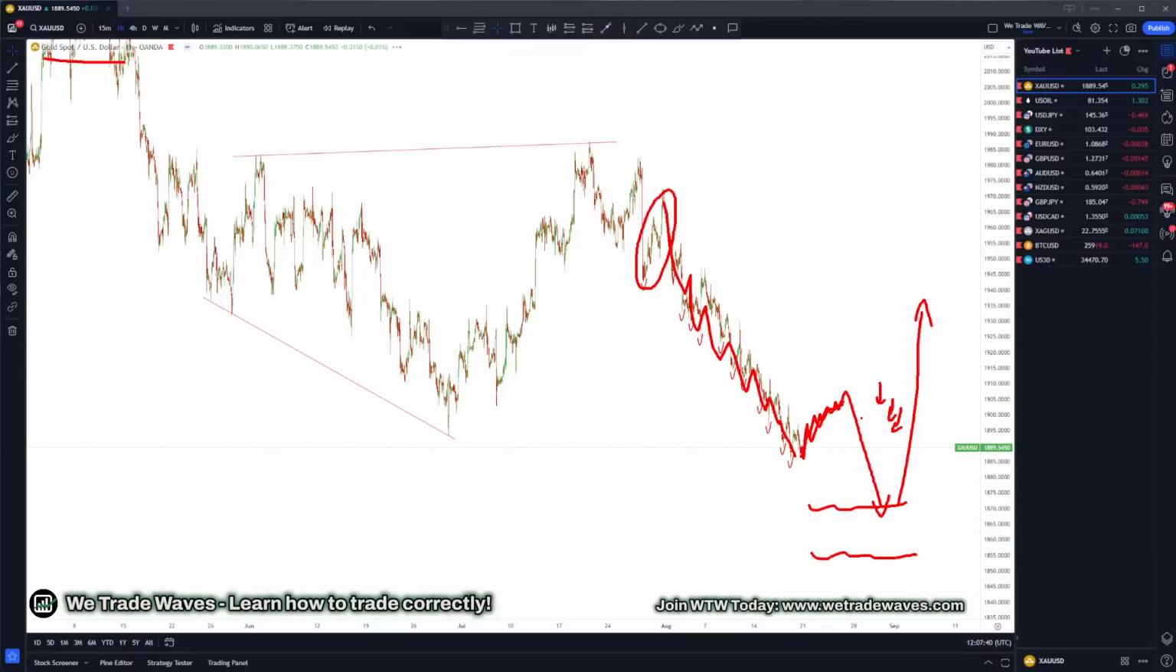I'll touch base on this one in a moment. But again, for the bias, corrective structure, one more fall before the next up wave. Personally, I'll be looking for my buy setups.